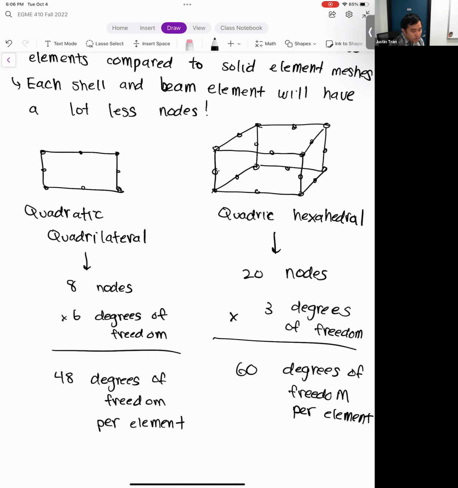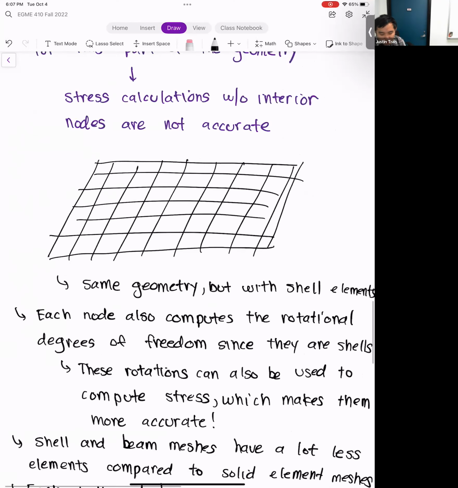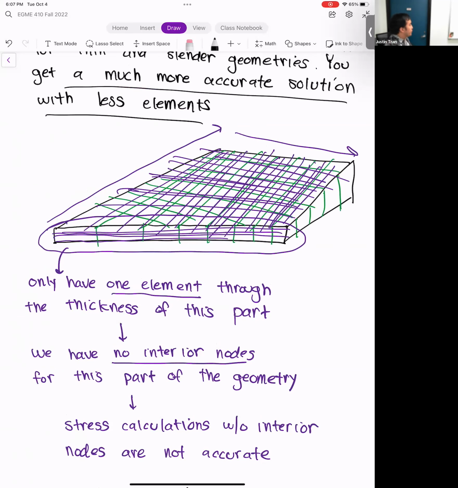Right, and so again, what you're looking out for when you're trying to determine if you should use shells or beams are situations like this. If you try to mesh it first with a solid element and you see that you only have one element through the thickness, then that's the indicator. Once you see that, you're like, okay, I only have one element through this thickness. Maybe I should consider using a shell or a beam element.